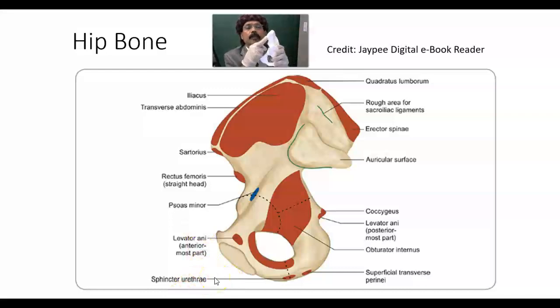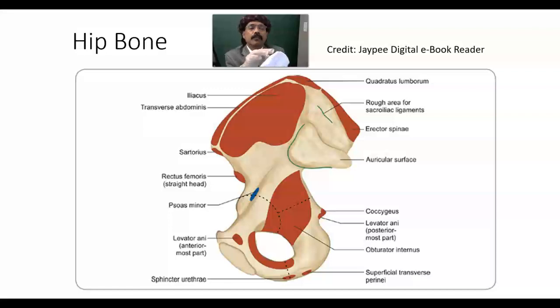Sartorius is also innervated by the femoral nerve. Sartorius is the longest muscle of the body. Okay, we got that. Then we'll go to the iliac crest here. On the inner aspect of the iliac crest, we'll get the origin of the transversus abdominis muscle. Here is the origin of transversus abdominis muscle.